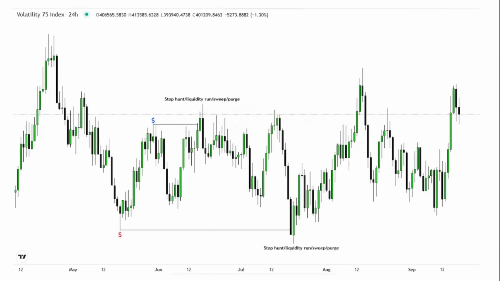Now let's talk about stop hunts. A stop hunt is basically when price goes to hunt, or target, the liquidity that is resting above old highs or resting below old lows. It goes by different names. It could be liquidity run, liquidity sweep, liquidity purge, but understand that these different terminologies just mean the same thing: price is targeting liquidity resting above old highs or old lows, and then it takes them out and goes the other way, in the opposite direction.